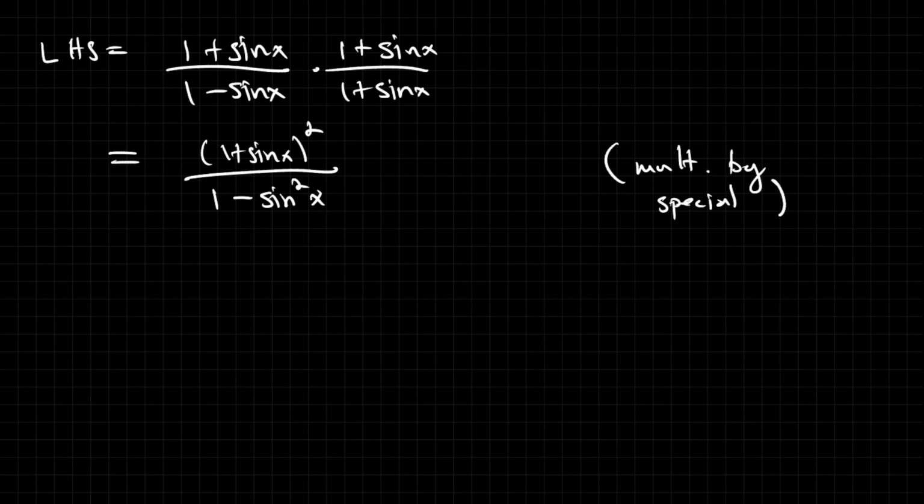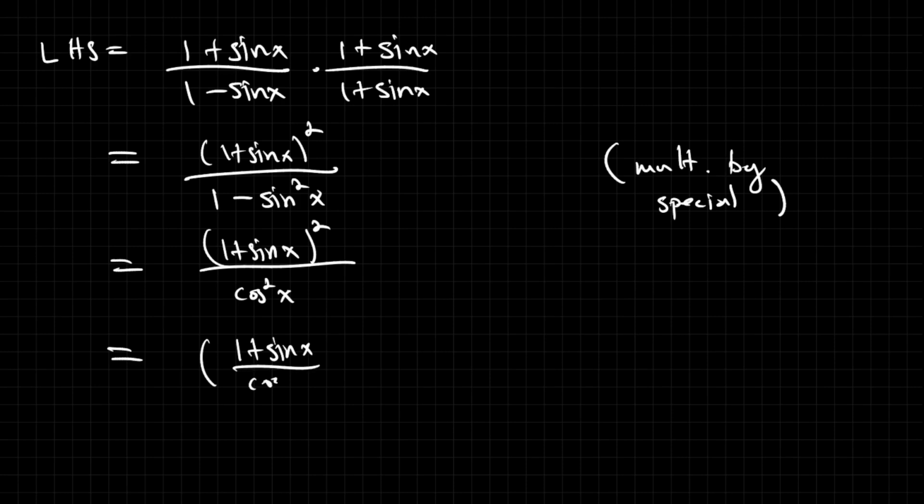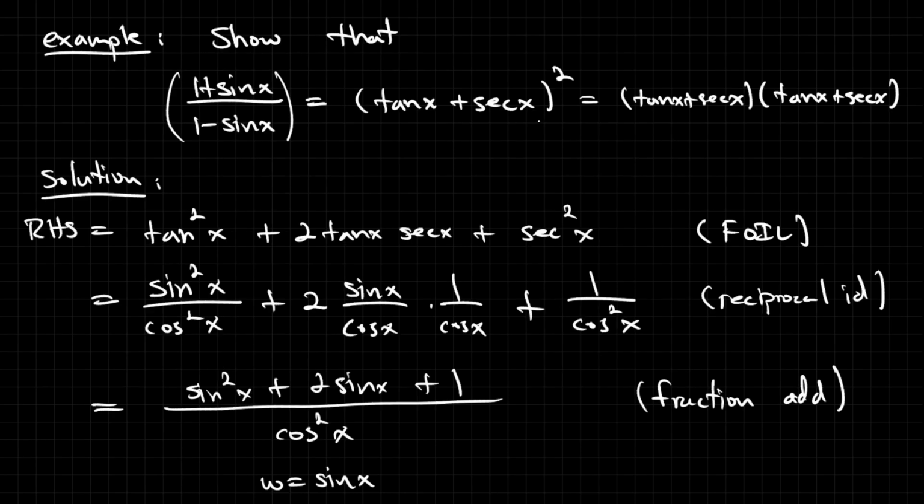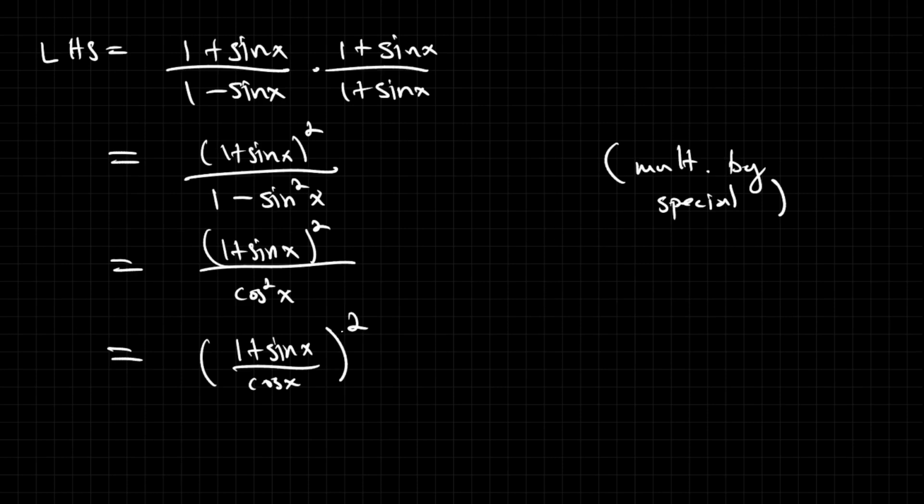And now 1 minus sin squared x, that's cosine squared x. So I have (1 + sin x) squared over cosine squared x. And now finally I can write, if you have one thing squared over another thing squared, you can write that as ((1 + sin x)/cos x) all squared. And my motivation for doing that is if I look at the other side here, (tan x + sec x) squared, I have something added together all squared. So maybe I can get something added together squared if I combine these squares here.